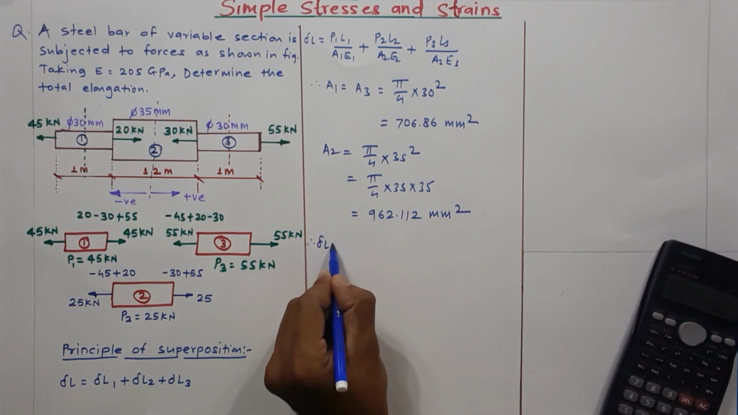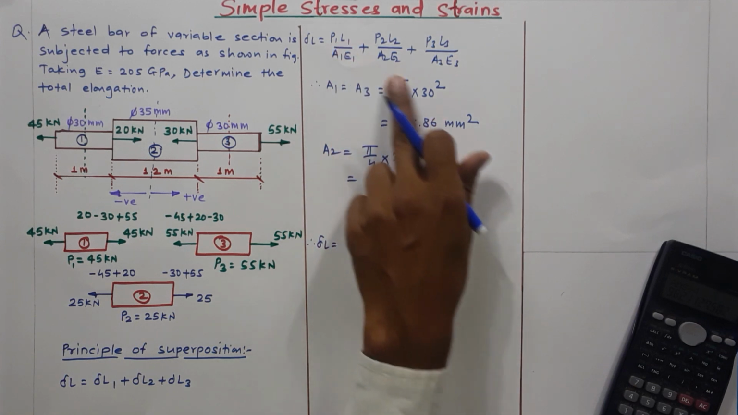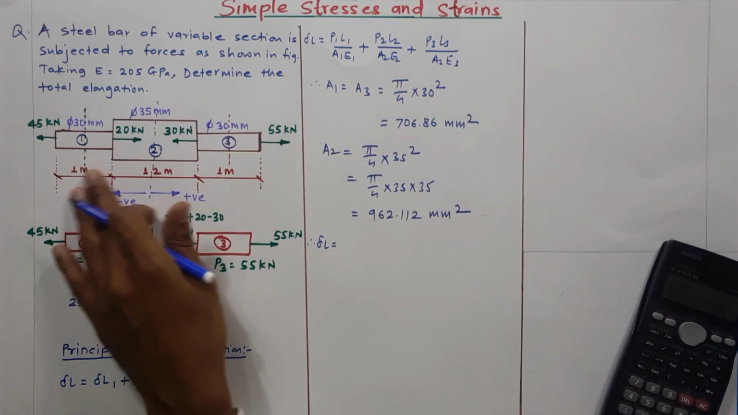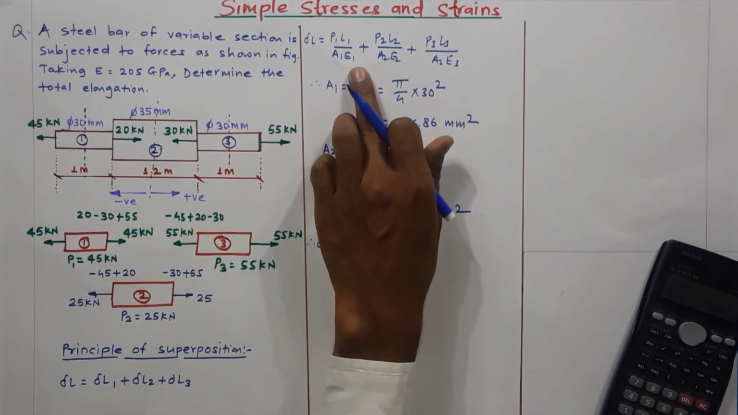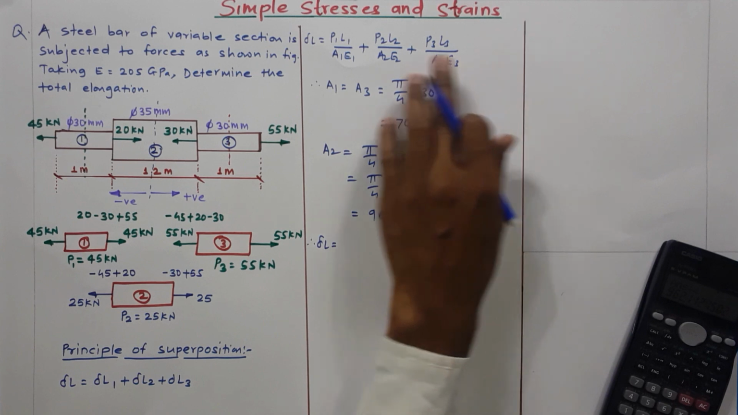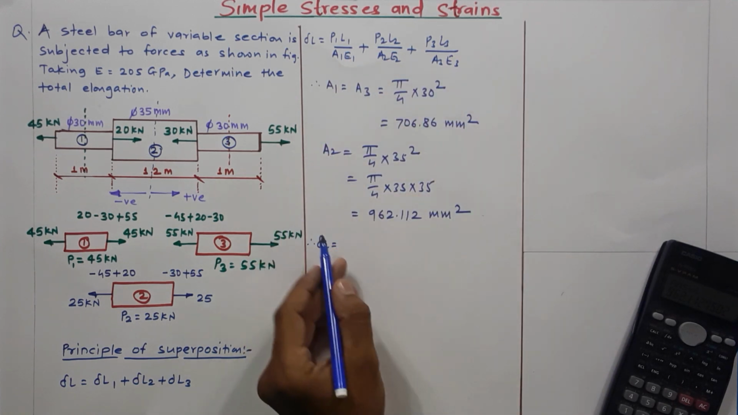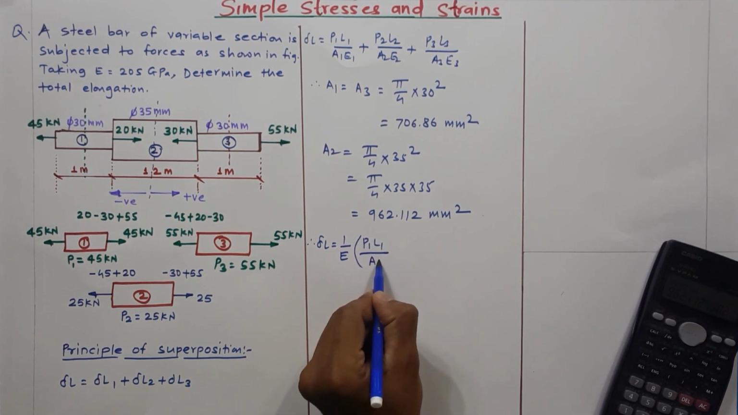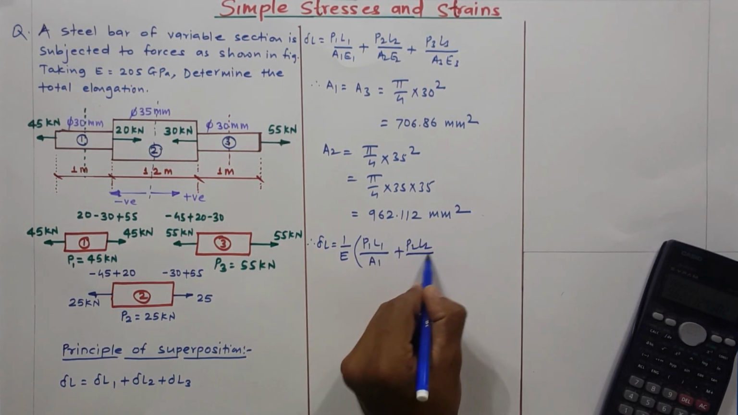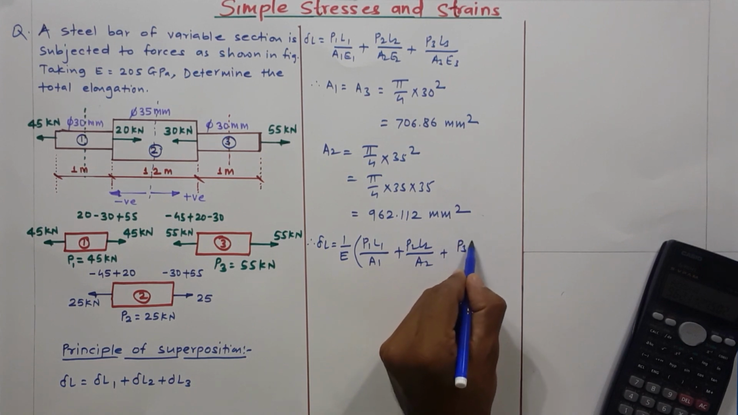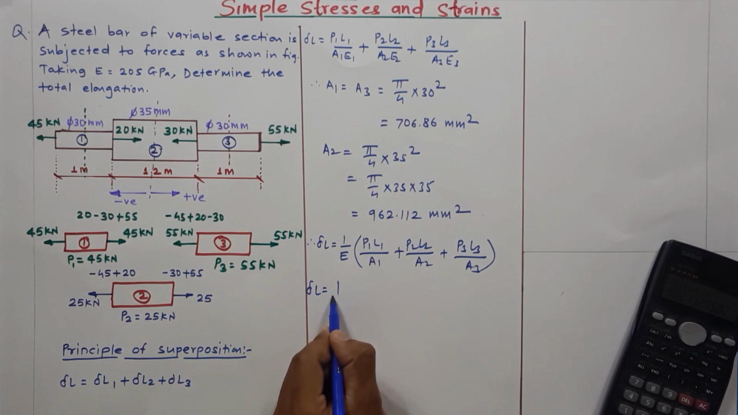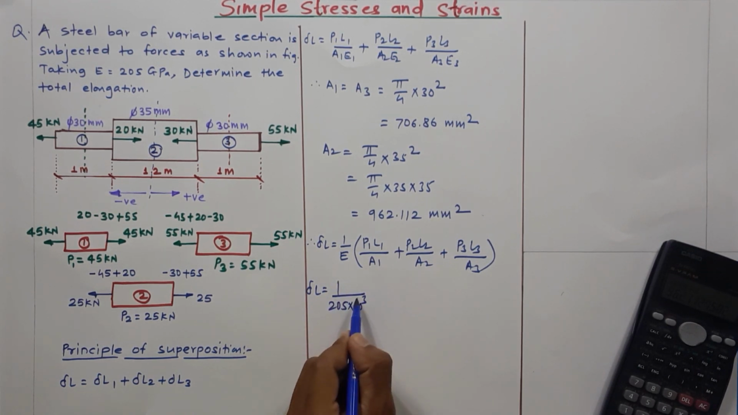Let's see then delta L. Here the material is same. It is a steel bar, that's why its modulus of elasticity is same. We take modulus of elasticity common, that is 1 by E. Then formula is P1 L1 divided by A1 plus P2 L2 divided by A2 plus P3 L3 divided by A3. Then delta L is equal to 1 by E, where E is 205 into 10 raised to 3.